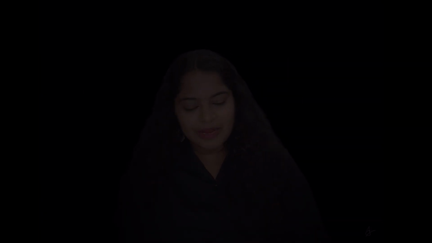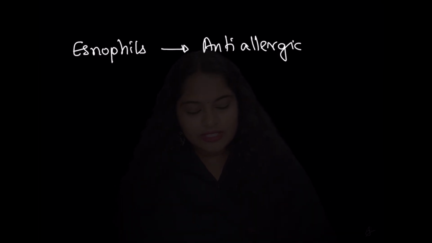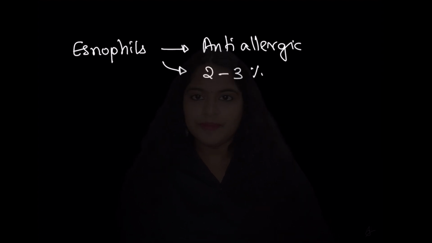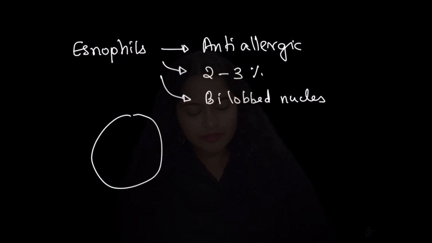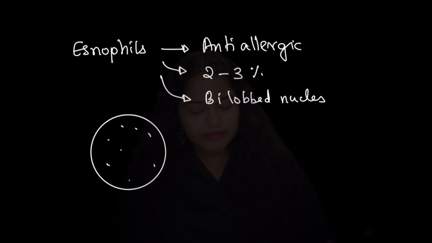The next type of WBC is eosinophils. These eosinophils are anti-allergic. What does that mean? They will respond to allergic reactions. Eosinophils constitute 2 to 3% of the total WBC count. Their nucleus is a bilobed nucleus. So this is an eosinophil, and they have granules present and a bilobed nucleus like this.